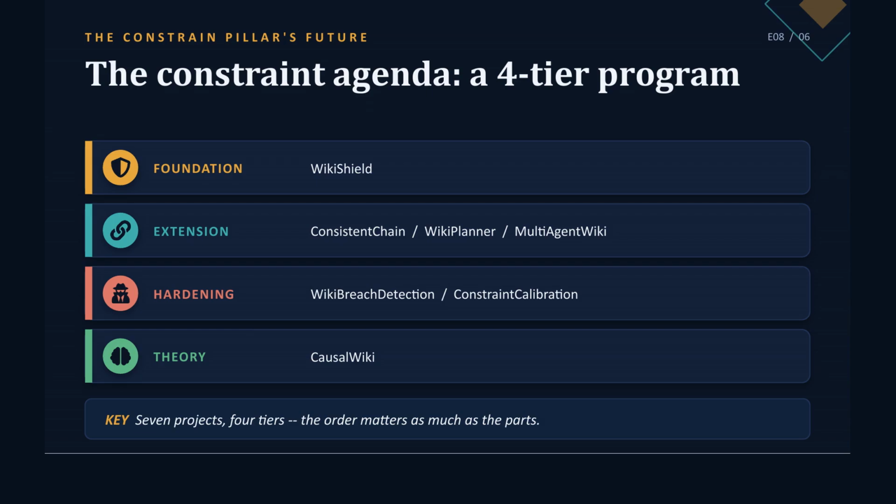But there is one pillar whose research program is so rich it deserves the rest of this episode: constrain. The living constraint oracle from episode 6 was just the seed. The full vision is to make safety constraints a reusable layer that any agent, in any domain, can stand on. And that breaks into a structured program: 7 projects across 4 tiers. A foundation that builds the constraint layer. An extension tier that grows it across reasoning, planning, and multiple agents. A hardening tier that attacks and tunes it. And a theoretical capstone. Let me walk you up that stack, because the order matters as much as the parts.